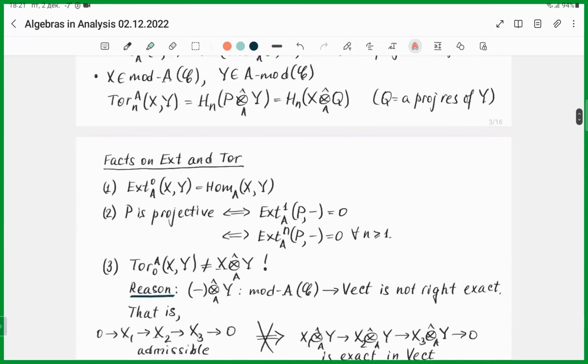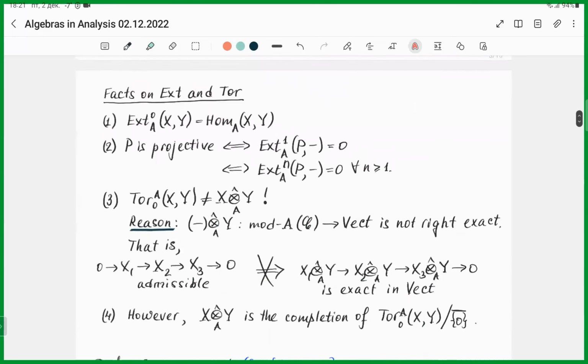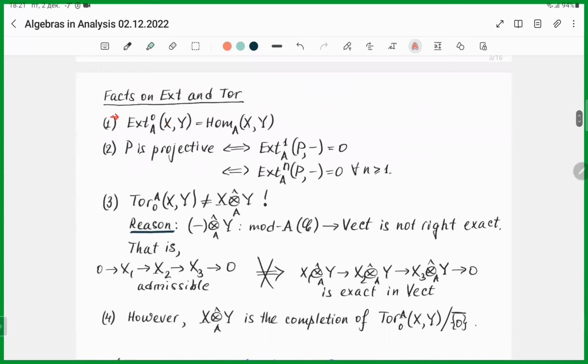Here are some basic facts on Ext and Tor. First of all, exactly as in the classical homological algebra of Cartan and Eilenberg, the functor Ext^0 is just the Hom functor. And also, again exactly as in the classical homological algebra, we have the following characterization of projectivity in terms of Ext functors. P is projective if and only if the functor Ext^1, where P sits in the first argument, vanishes. And this is equivalent to saying that Ext^n vanishes if n is greater than or equal to 1.